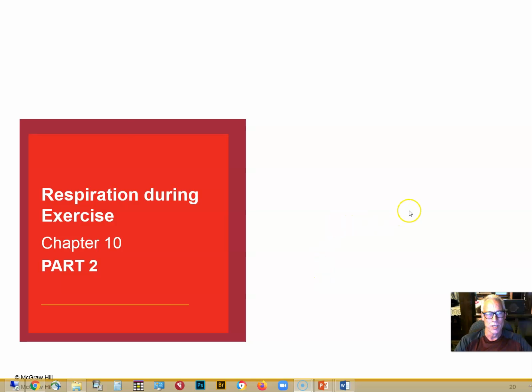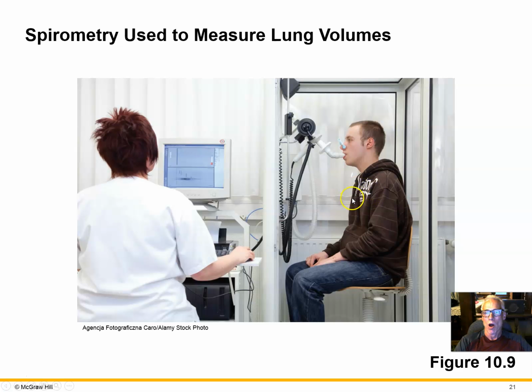All right, let's jump into chapter 10 for part 2 of respiration during exercise from our exercise physiology textbook. We looked at the anatomy in the lung in the last section. Now we're going to look at some more aspects of lung function. The way we assess lung function is through a process called spirometry.